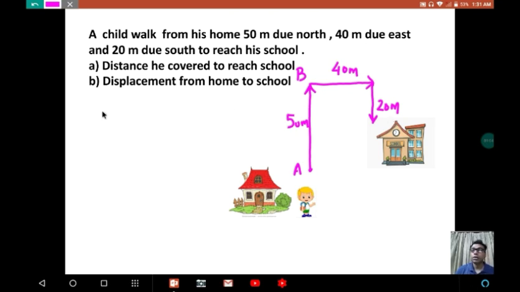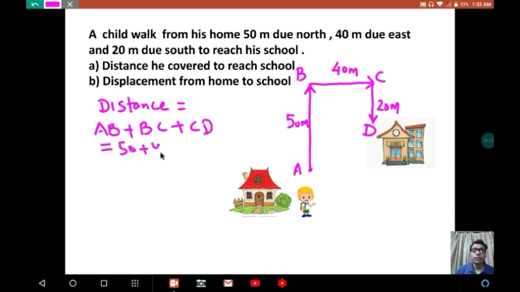Now we have to calculate the distance. So what will be the distance? Yes, the same, we have to add all the path. North, then B, let it be C, and this is D. So this is AB plus BC plus CD, which comes out to be 50 plus 40 plus 20 equals 110 meters. This is the distance. Now what will be the displacement?